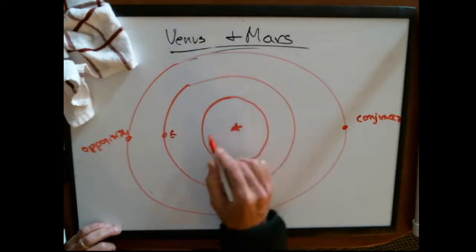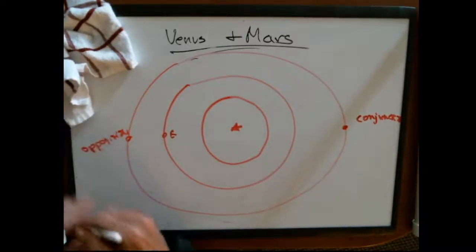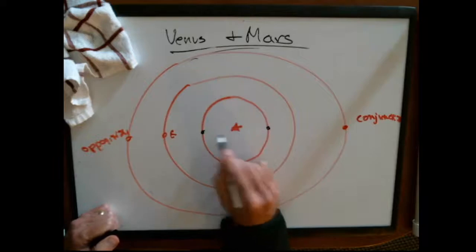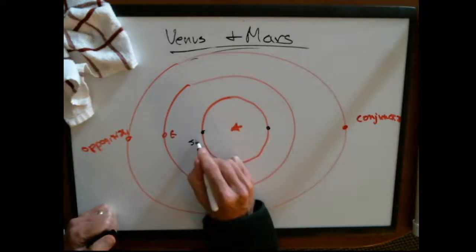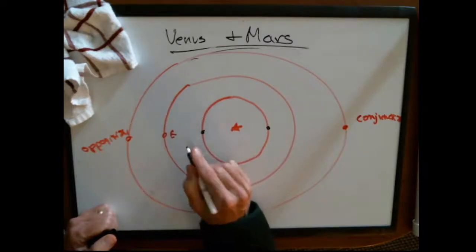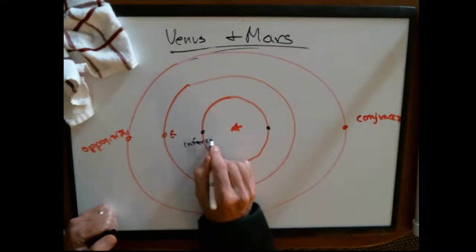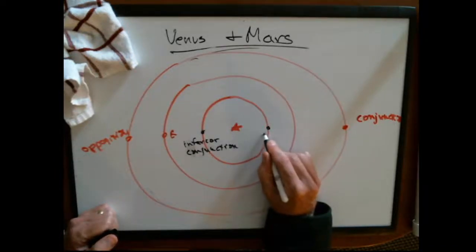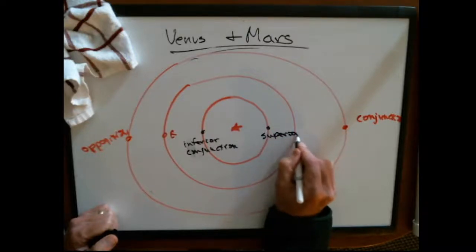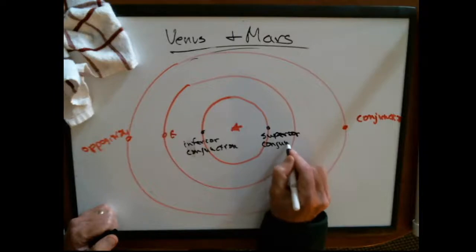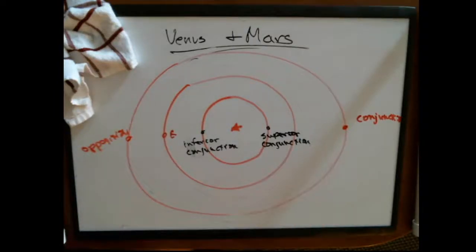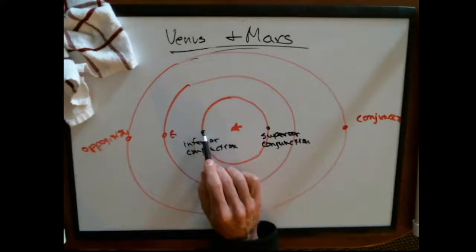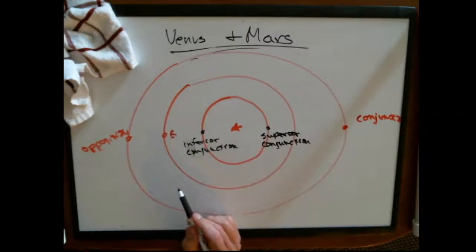For an inferior planet, like Mercury or Venus, all you have is conjunctions. When Venus is here, it's in the direction of the sun, and when it's here, it's in the direction of the sun. And so this is called an inferior conjunction. So Mars gets an opposition and a conjunction. Venus and Mercury get an inferior conjunction and a superior conjunction.